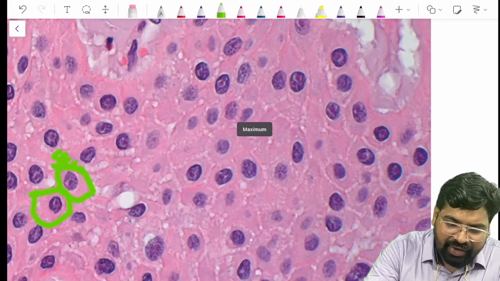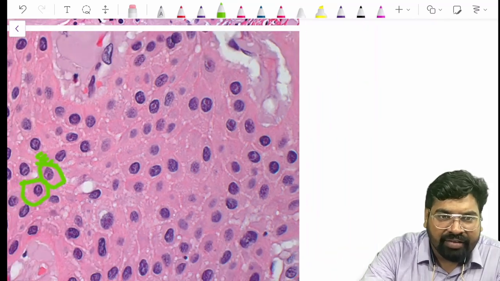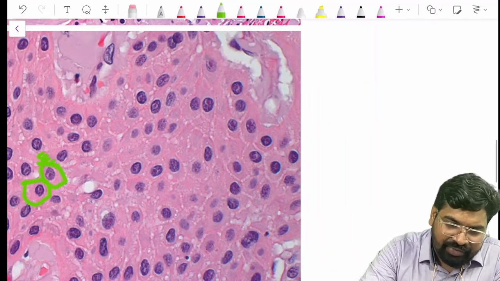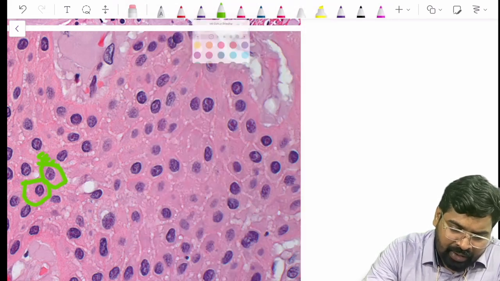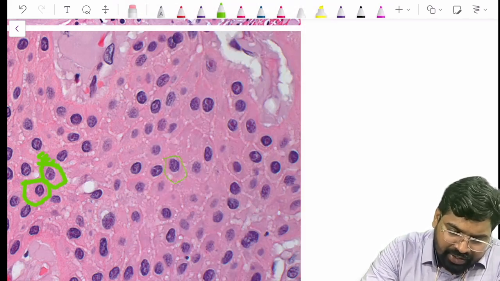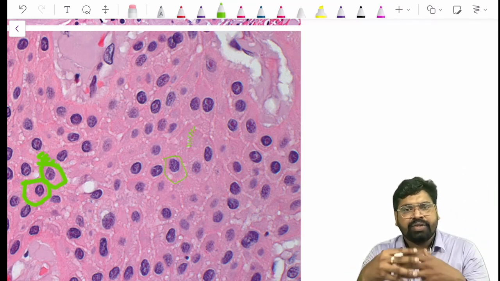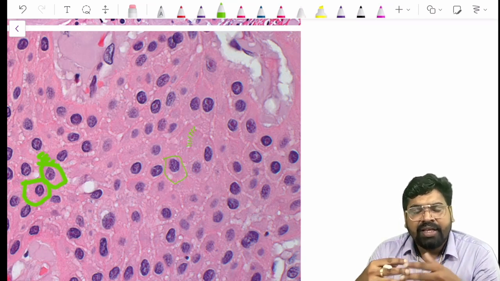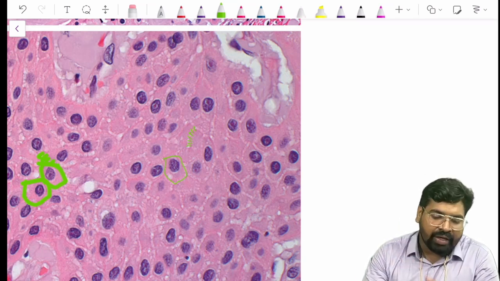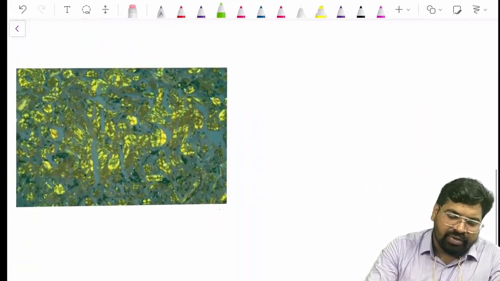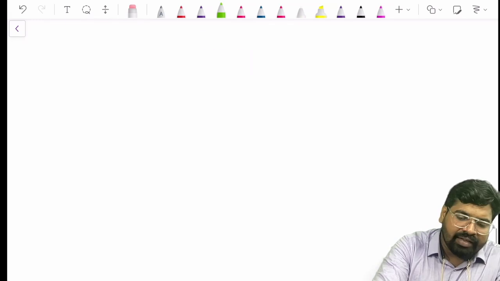Okay, you can see, if I magnify it to the maximum, that the cells are very much polygonal in shape, and see the intercellular bridges there, they are very connected to each other. Okay, so this is how a CEOT is seen. Now there was a question in your NEET INICET paper.